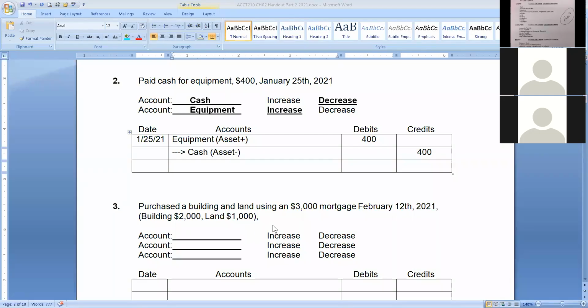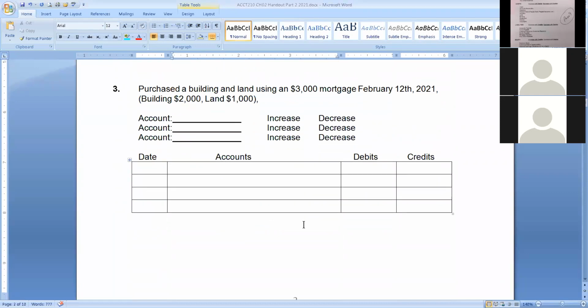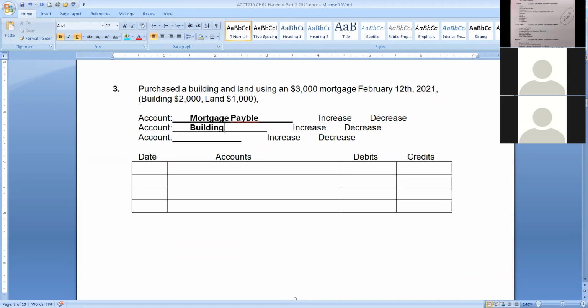Let's see. Okay, so here's our buying land journal entry. And let's see, we already did this. I think we had mortgage payable, right? Oops, I misspelled mortgage. We had building. And we have land. I forgot an A in my payable. Okay.